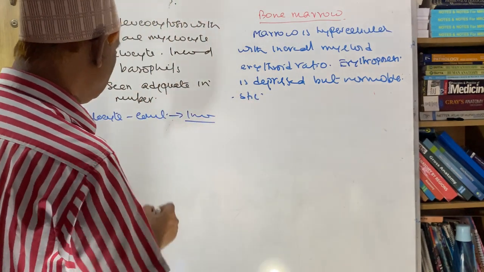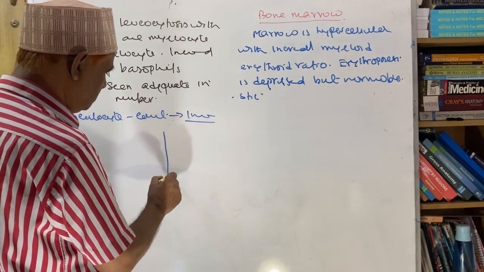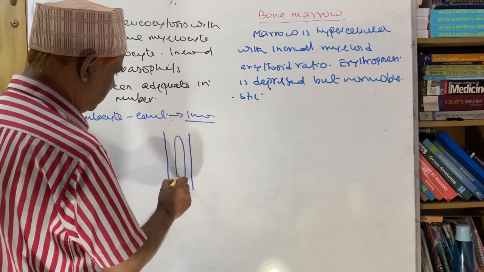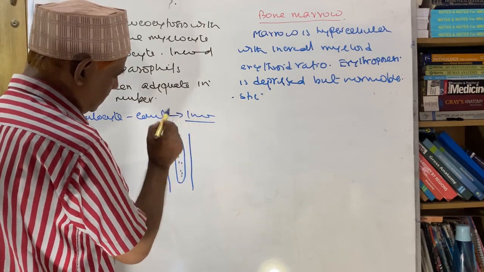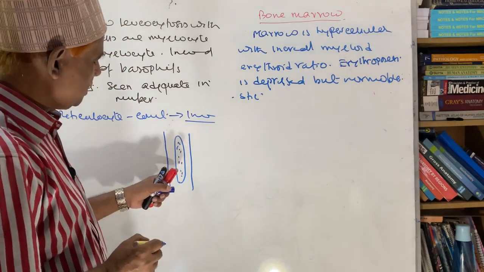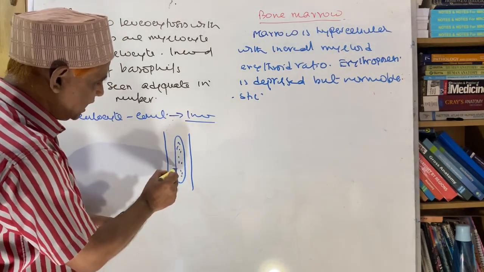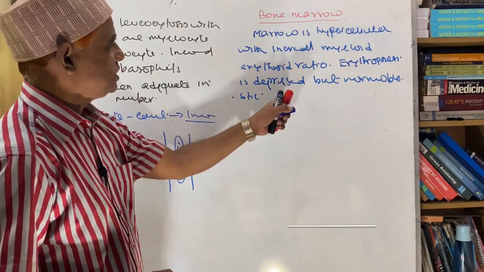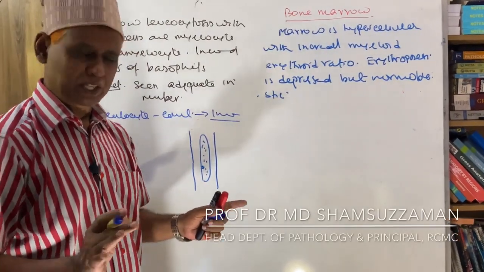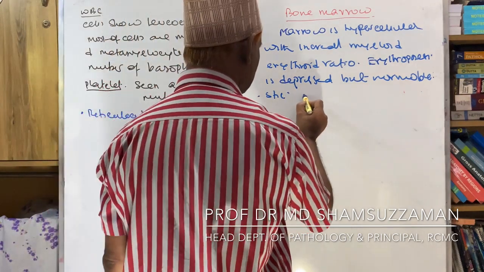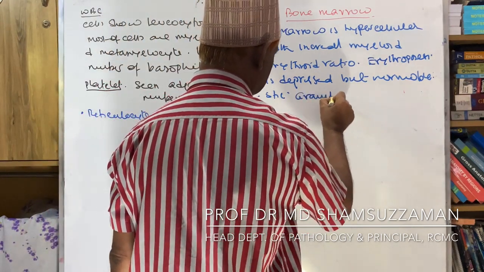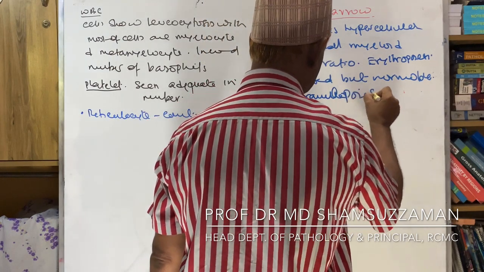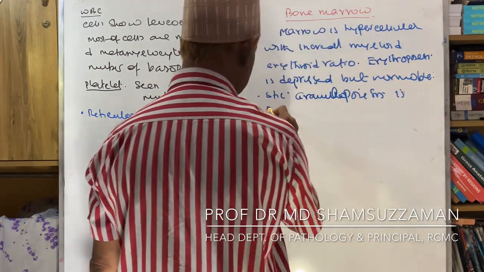Dear audience, you know if this is bone and this is medullary cavity containing bone marrow, as it is a leukemia of myeloid series, so RBC series or erythropoiesis is depressed. So erythropoiesis is depressed but it is normoblastic. Then granulopoiesis is hyperactive.